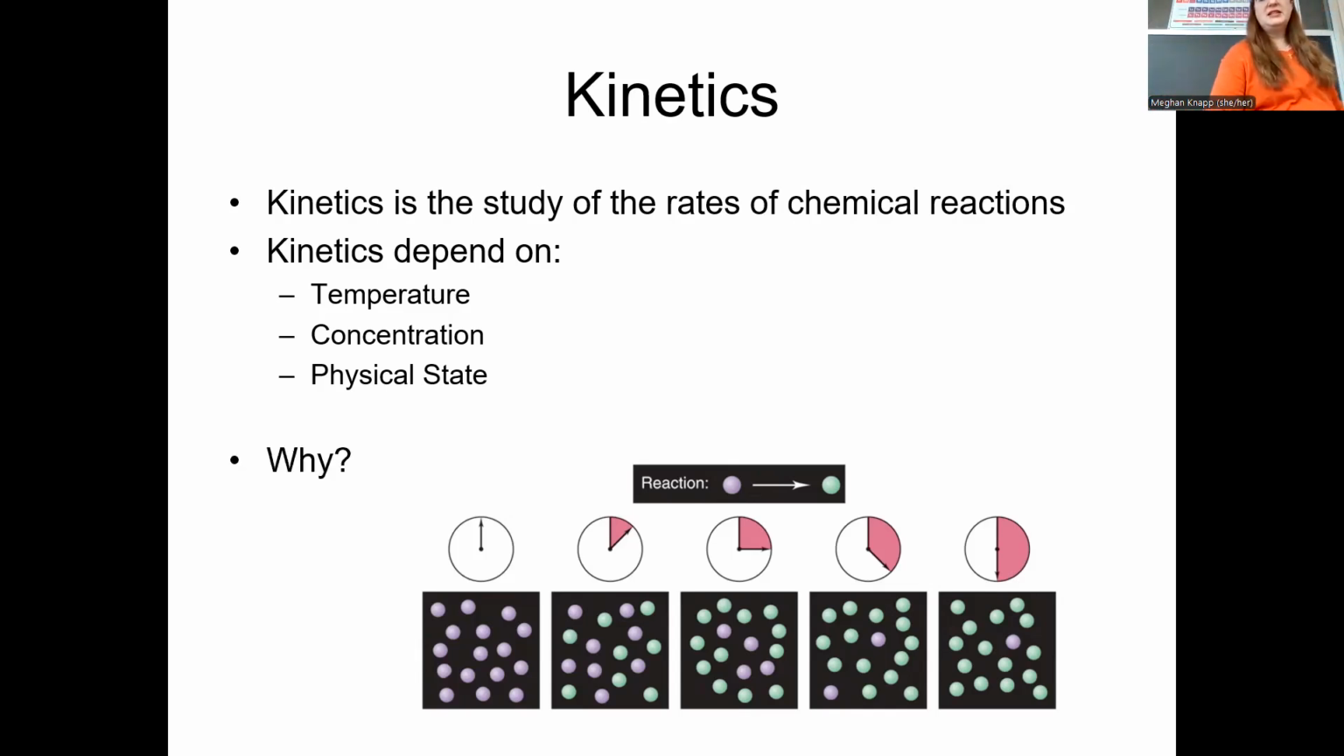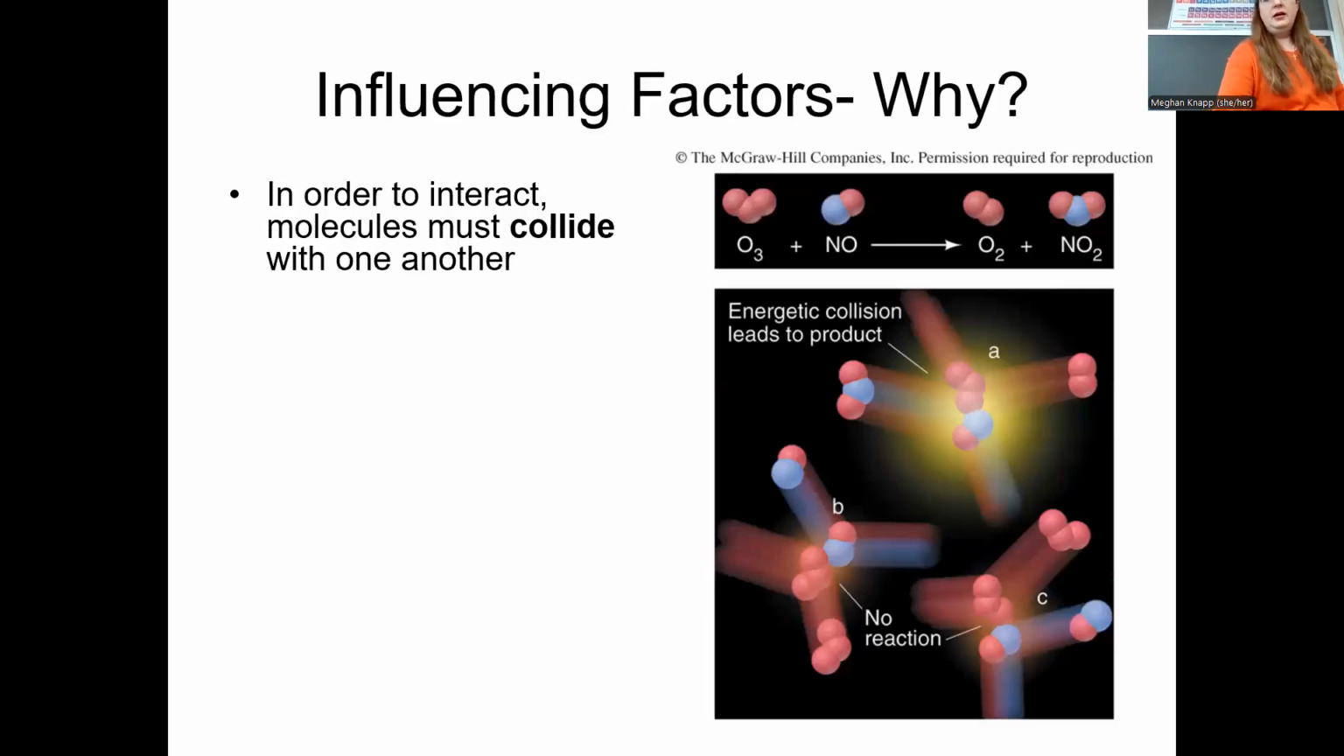Okay, so why do these things matter? The basic idea behind how fast a reaction goes is that in order to react, the molecules have to collide with one another. They have to bump up against one another. So we have an example reaction here of ozone with nitrogen monoxide making oxygen and nitrogen dioxide.